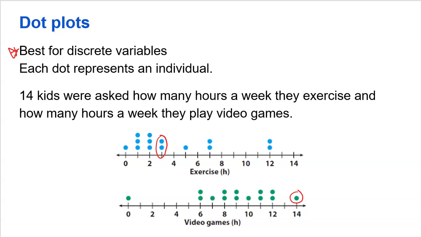So when we had another person that also exercised 3 hours a week, we just stacked them on top like that. So once again, we get a feel for the distribution. We see what values were taken on. Looks like 0 to 12 for exercise, but we see what values were most common. Most common was really 1 to 3 hours per week, even though a couple kids did a little bit more.